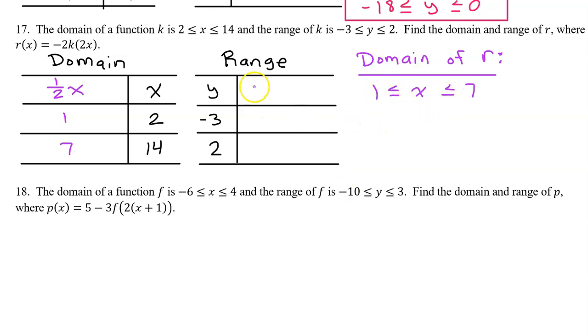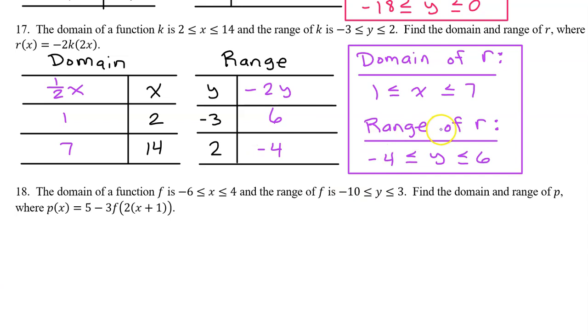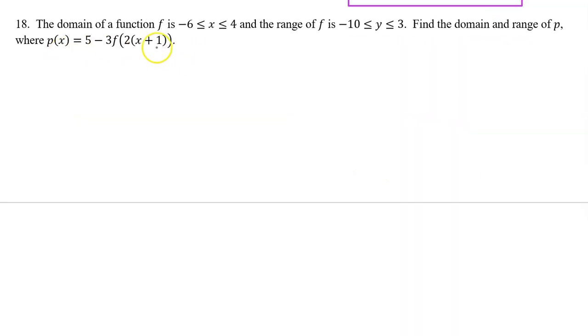For the range, we are looking for transformations that affect the y values. I see this -2 out in the front, so I can find new y values by doing -2 times y. That'll be 6 and -4. So the range of R will look like this. Make sure you are putting these in order from least to greatest. One more, number 18. Here is the domain of function f, and here's the range of function f.